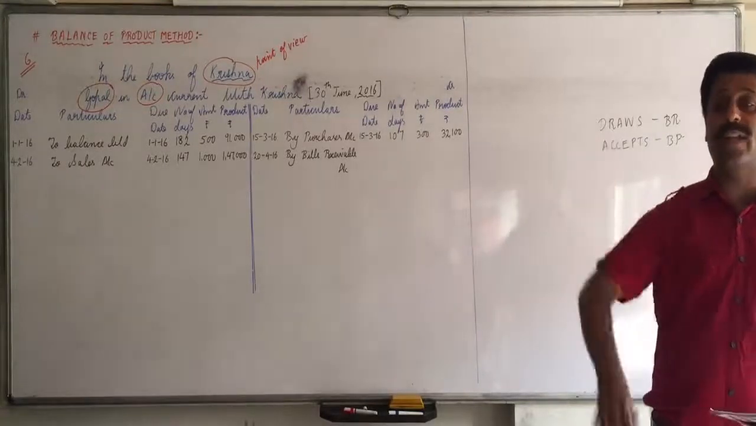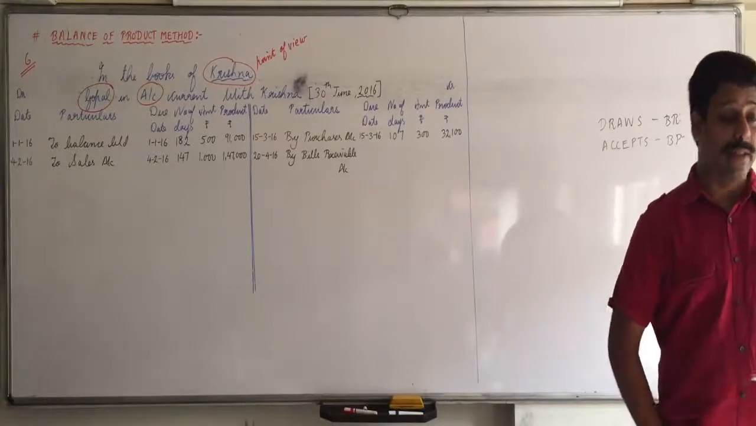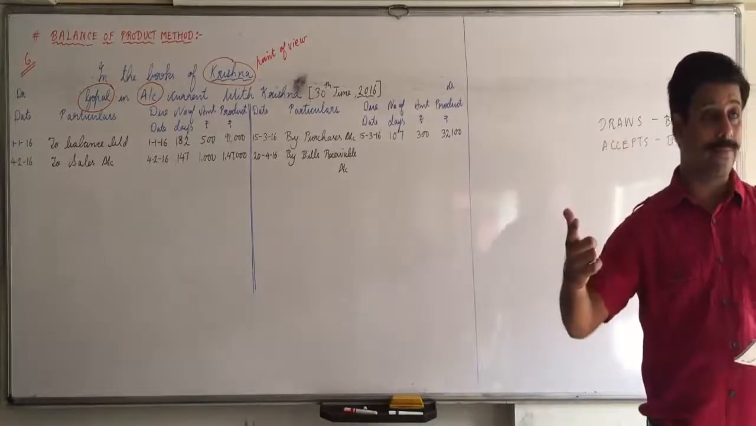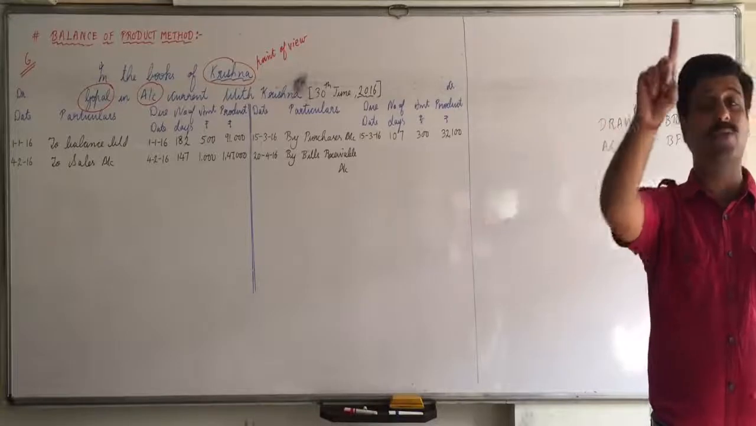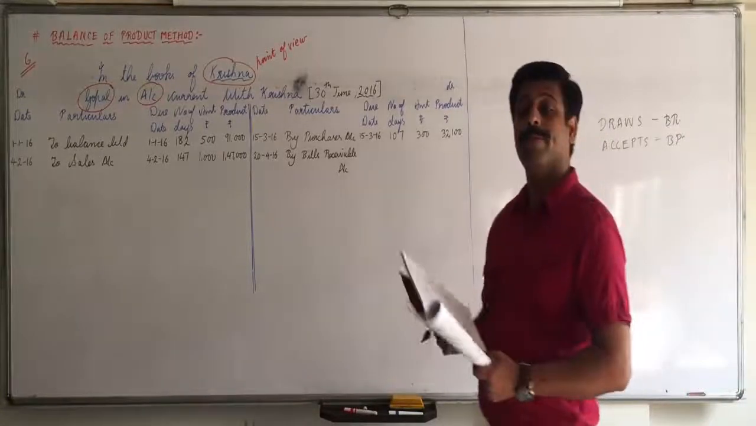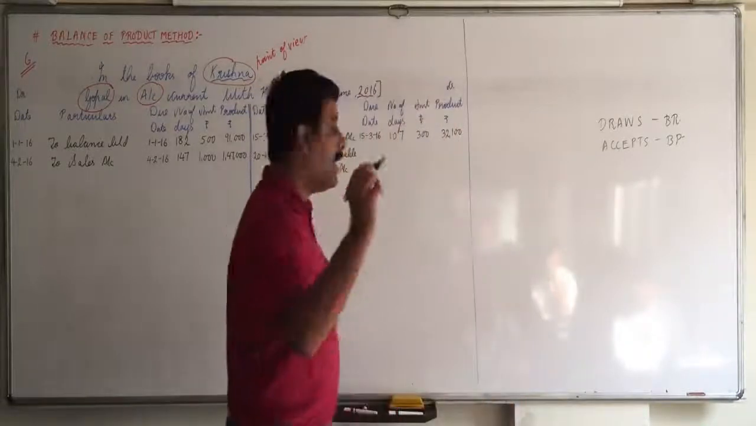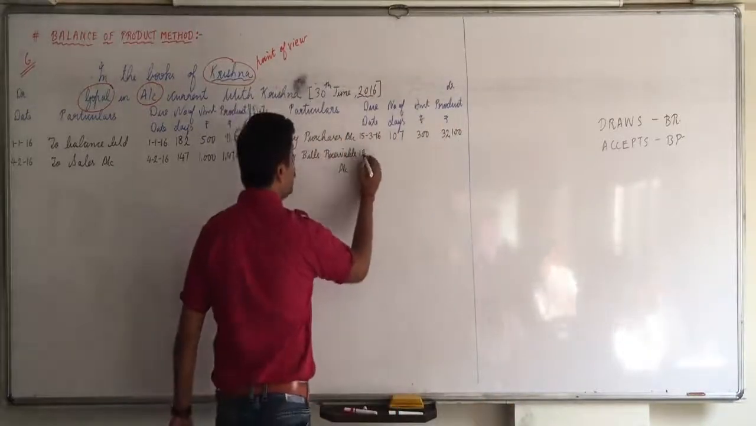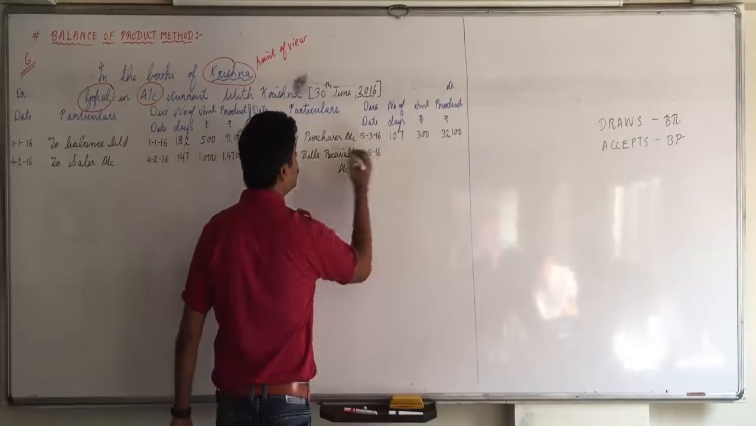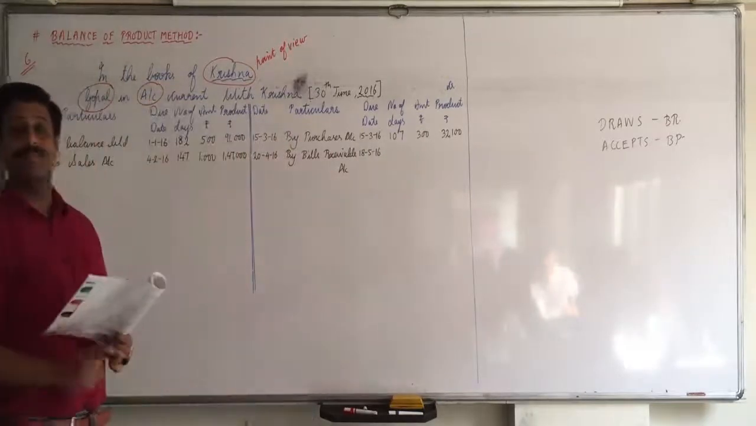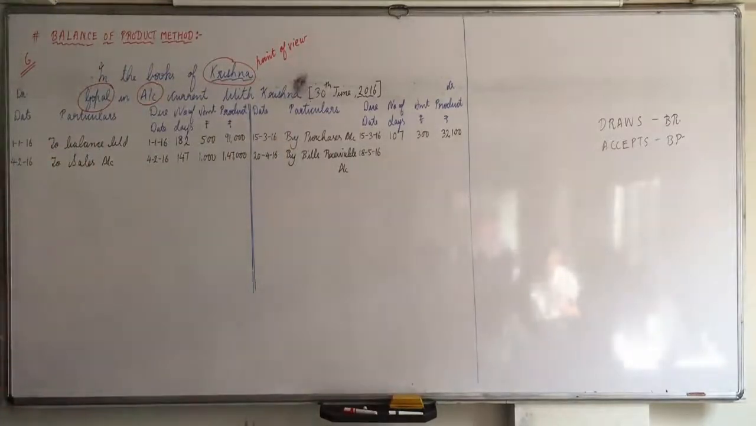So what was the date of drawing the bill? 15th. After date means we have to add in the date of drawing. 15th April plus 1 month, 15th May plus 3 days of grace, 18th May. Due date will be 18th May 2016. Did you all understand this? Any doubts so far?